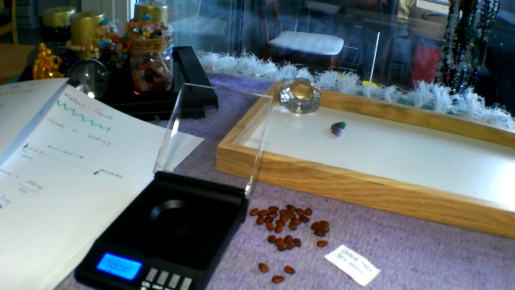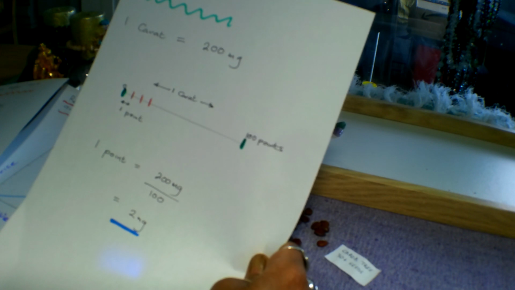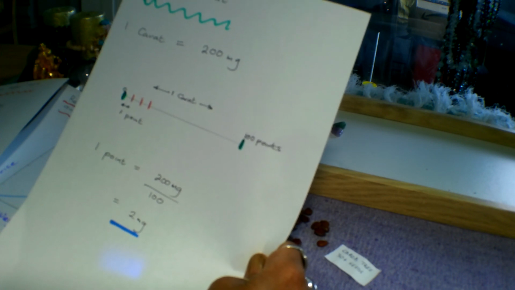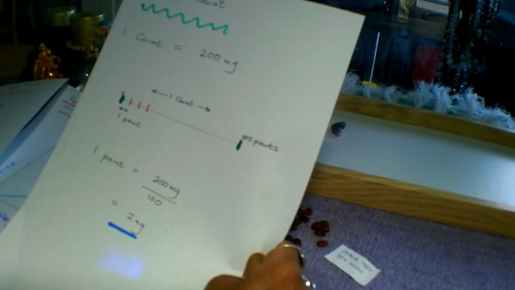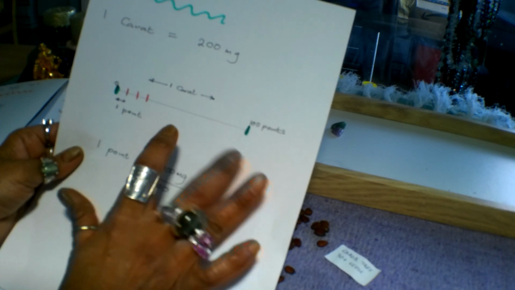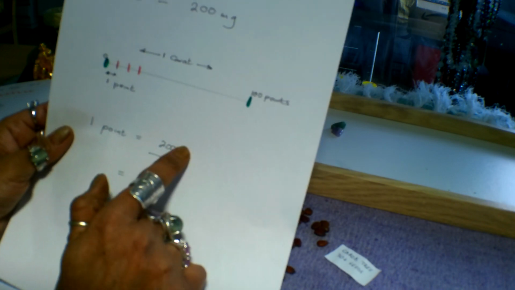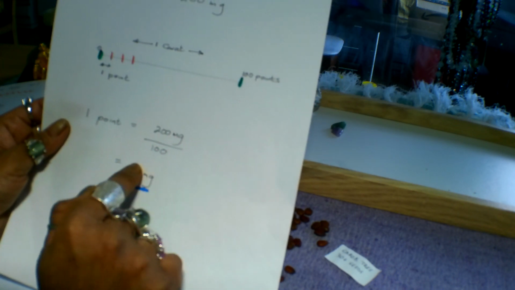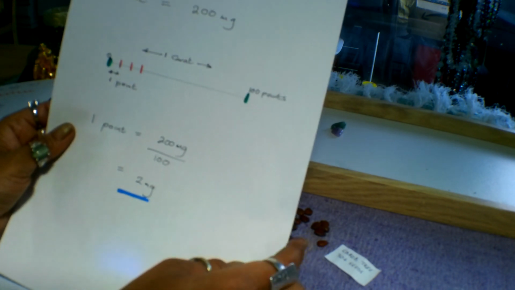Now, I've got a little diagram here that just shows what 1 carat really is. So a carat is actually the standard weight that is now used to measure gemstones and diamonds. So 1 carat is equal to 200 milligrams. Then the carat itself is now divided into 100 points or 100 parts. And since the whole thing is 200 milligrams, you divide it into 100 parts, and each part or each point of gemstone is equal to 2 milligrams.